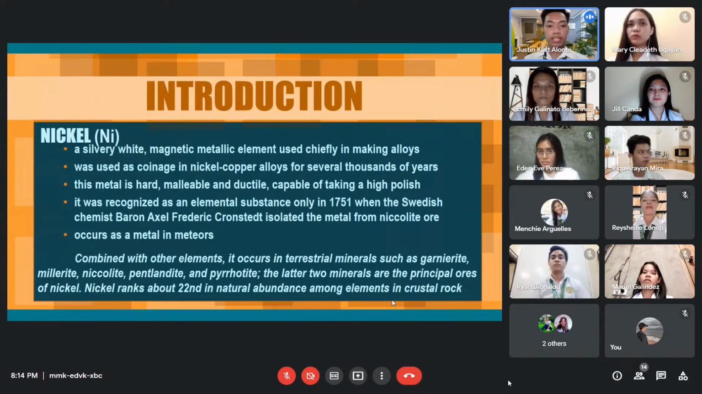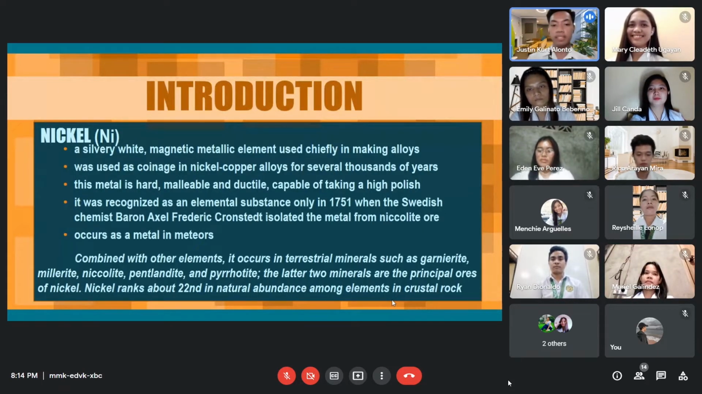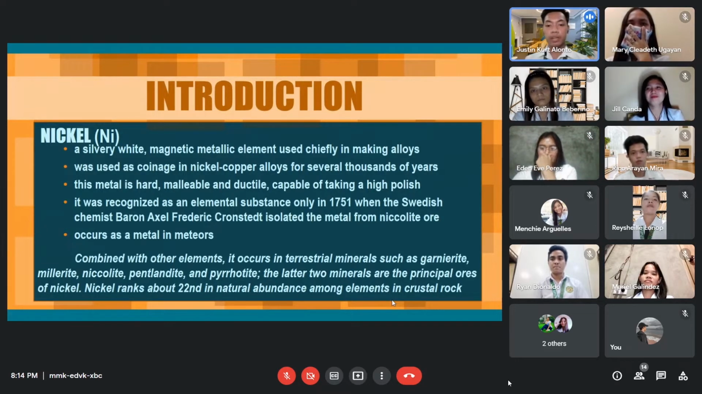So nickel is a silvery white magnetic metallic element used chiefly in making alloys, and was used as coinage in nickel-copper alloys for several thousands of years. This metal is hard, malleable, and ductile, capable of taking a high polish. It was recognized as an elemental substance only in 1751 when the Swedish chemist Baron Axel Frederik Cronstedt isolated the metal from niccolite ore. Nickel occurs as a metal in meteors.